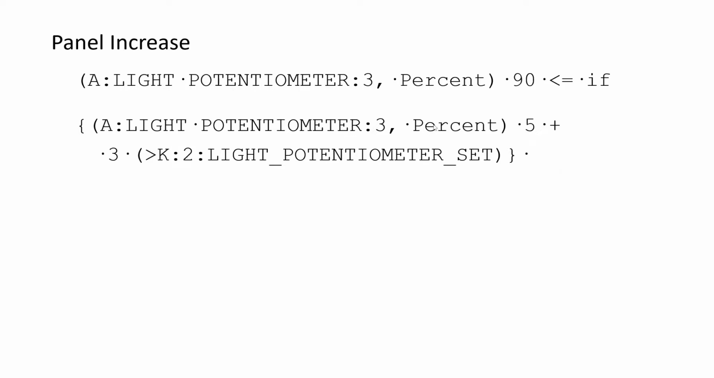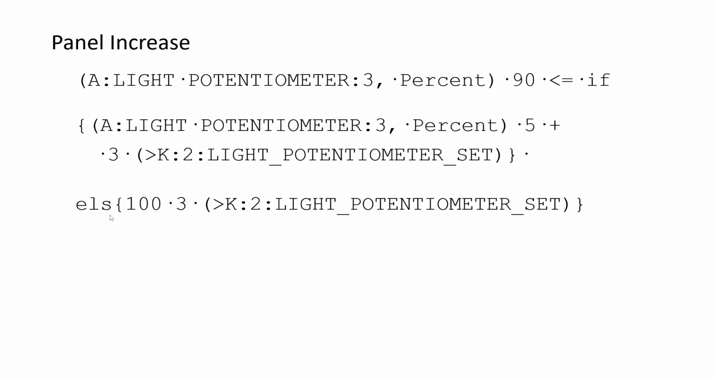So that would work. But if we get to 90, it won't go any further than that. So I wanted to put a little extra command on the end, just so that we can go all the way to 100% if we wanted to. So I've got an else command. So if it's that, you can add 5 to it. If not, just send it straight to 100%. So 100% sent to circuit 3, and that's the same text as that.